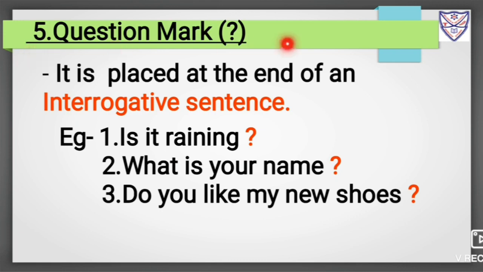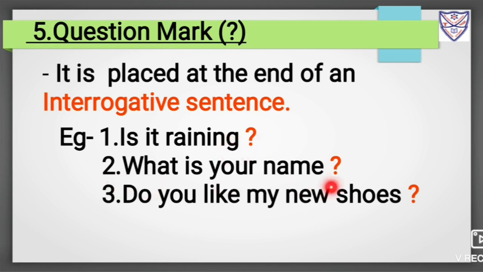Number 5, question mark. Now it is placed at the end of an interrogative sentence. When will we use a question mark? Whenever we have an interrogative sentence, and it is placed at the end of the sentence. First one: is it raining? Now over here we are asking a question, or we can say this sentence is in the form of a question. So now at the end what will we put? We will put a question mark because it is an interrogative sentence, as well as the starting will also be with a capital letter, and at the end there will be a question mark.